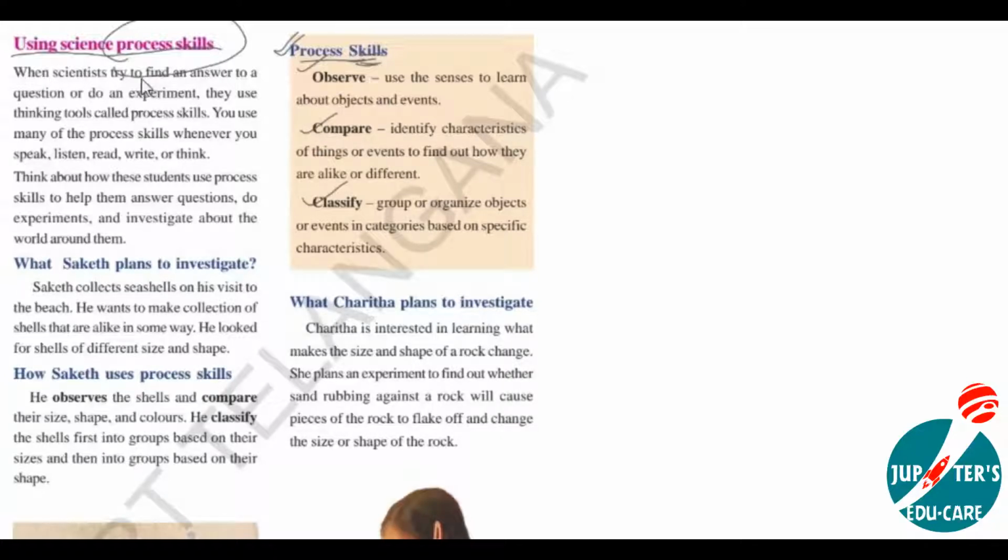See here, when scientists try to find an answer to a question or to do an experiment, they use thinking tools. Some process will go on in their mind, and it's nothing but thinking tools called process skills. You use many of the process skills whenever you speak, listen, read, write, or think. While speaking with elders or important persons, we think before we speak, and what we think with the conscious mind, we speak.